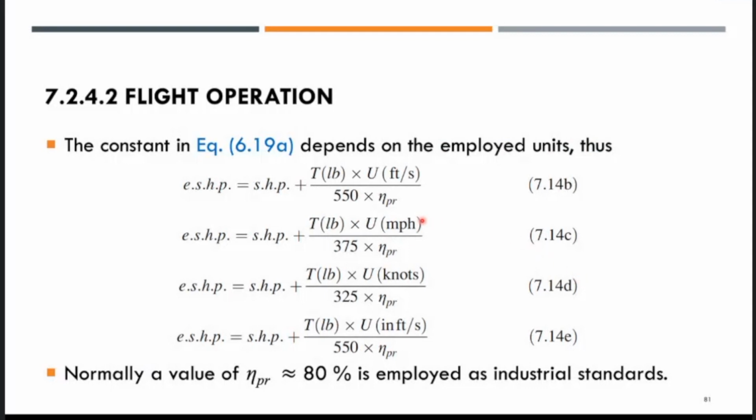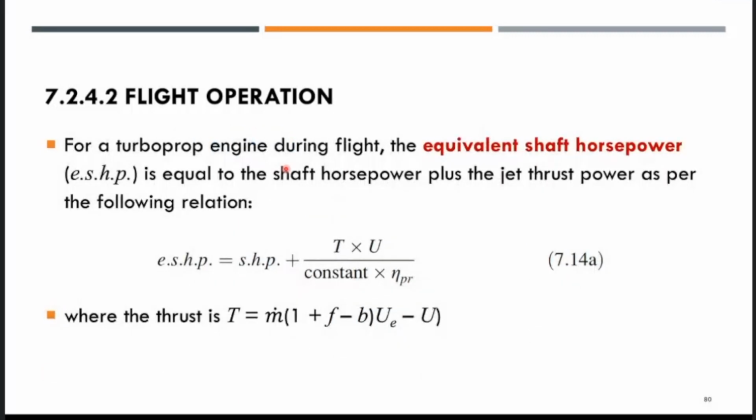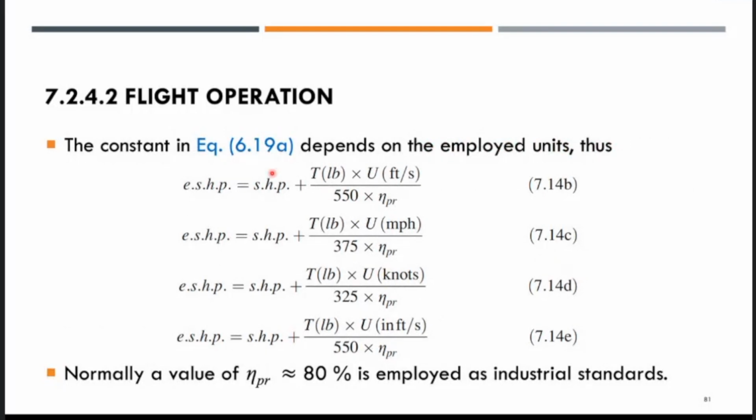So you can then get the equivalent shaft horsepower using expression 714A. The constant in equation 619A depends on the employed units. Depending on the units that you are using, whether velocity in feet per second and thrust in pounds, or miles per hour, or knots, you use a different constant, depending on the type of units, as in 714B. So this constant equation is actually not equation 619A, it is actually equation 714A. There's a mistake over here.